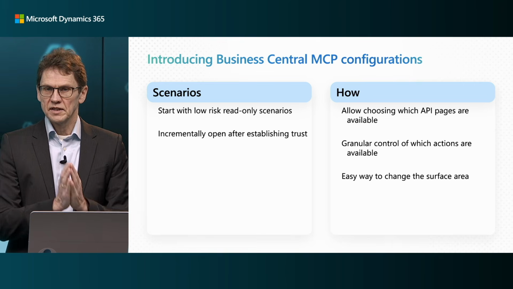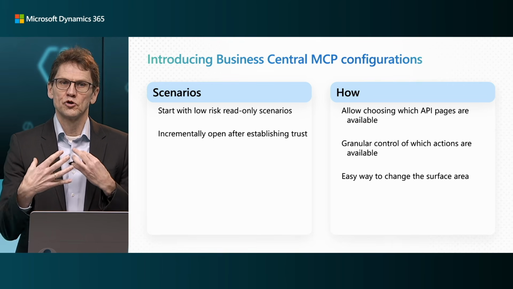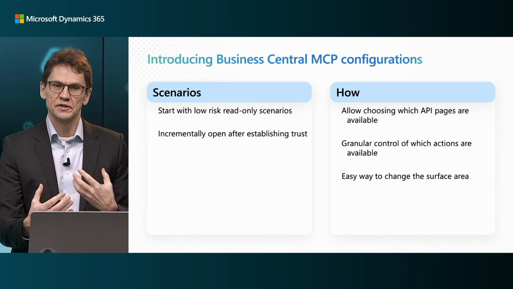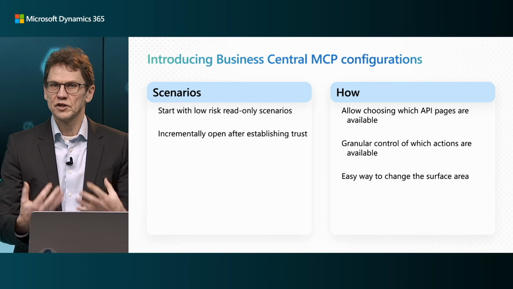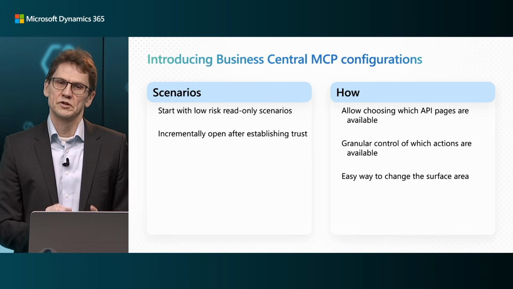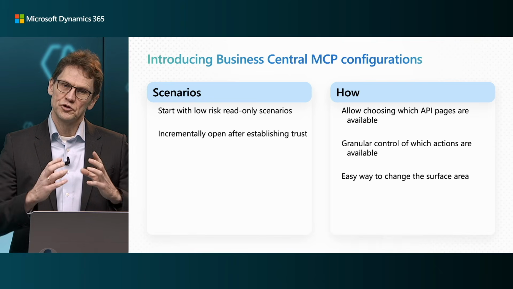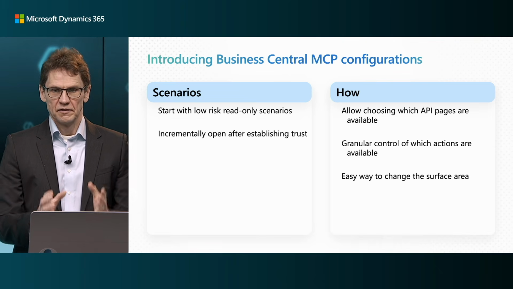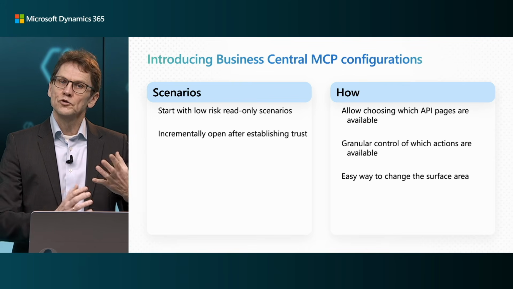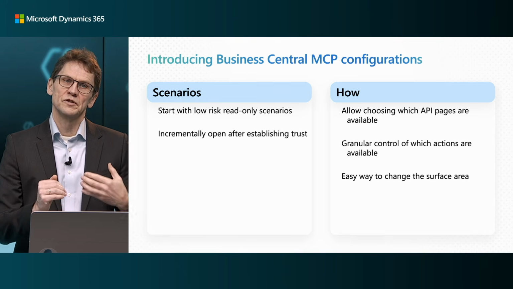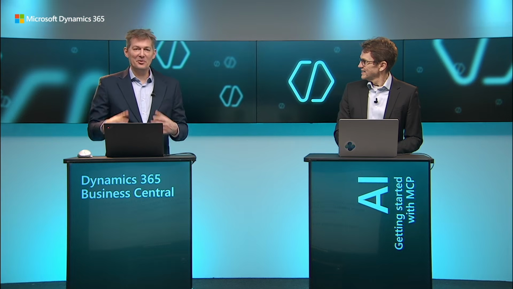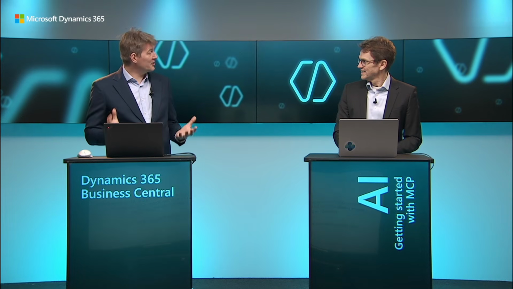So the idea with MCP configurations is that it gives you more control. It allows you to start with low-risk, read-only scenarios, and then as you gain trust in the LLM's abilities, you can open up for select writable scenarios. You do that by choosing which API pages are available and which actions you want to make available on those. And overall, you can always modify the configurations, which will then change the surface area that you're exposing to your AI flows. So to summarize, the vision didn't really change since the last video.